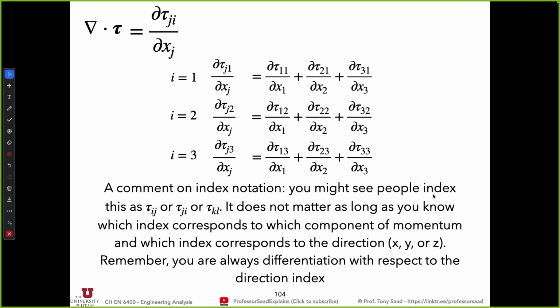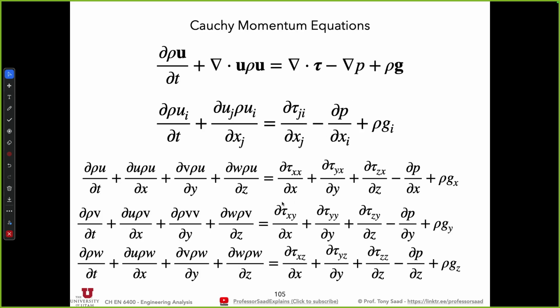Index notation. You might see people index things as tau ij, tau ji, tau kl. There's a whole lot of different indices. These indices are just dummy, okay? But as long as you know what index is being repeated, the remaining index is going to indicate which component of momentum this belongs to. That's it, very simple.